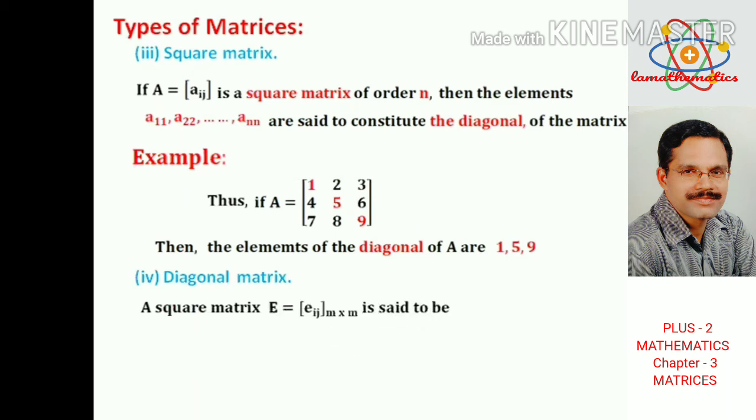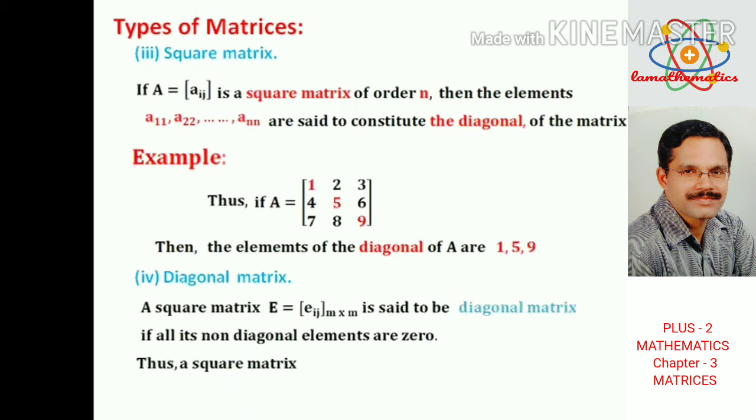A square matrix capital E equal to matrix Eij m by m is said to be a diagonal matrix if all its non-diagonal elements are 0. Thus, a square matrix capital E equal to matrix Eij m by m is said to be a diagonal matrix if Eij equal to 0 when i not equal to j.